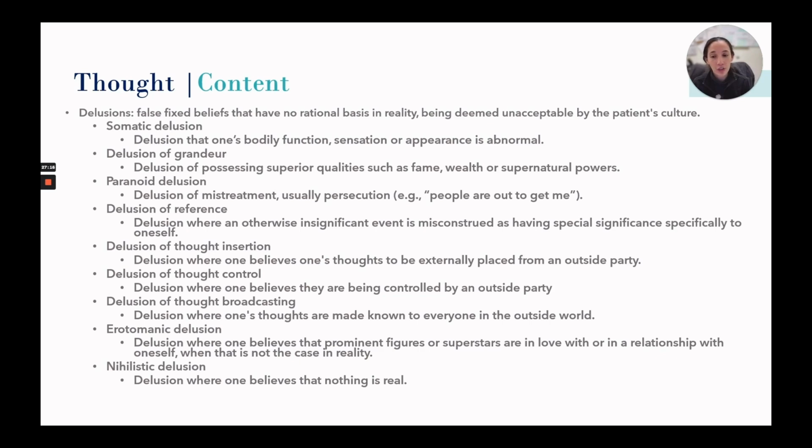Delusions of thought insertion, thinking that someone is externally placing thoughts inside their head. Delusions of thought control, where the patient believes they're being controlled by an outside party. Delusions of thought broadcasting, where they think their thoughts are made known to everyone in the world. Erotomanic delusions are when they believe they're a prominent figure or superstar is in love with them or in a relationship with them, when that's not the case. And nihilistic delusion is where they believe that nothing is real.